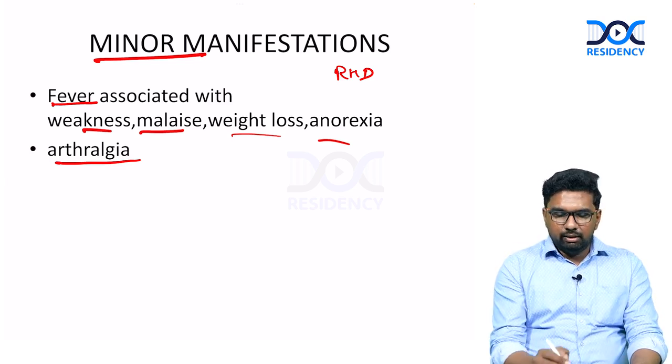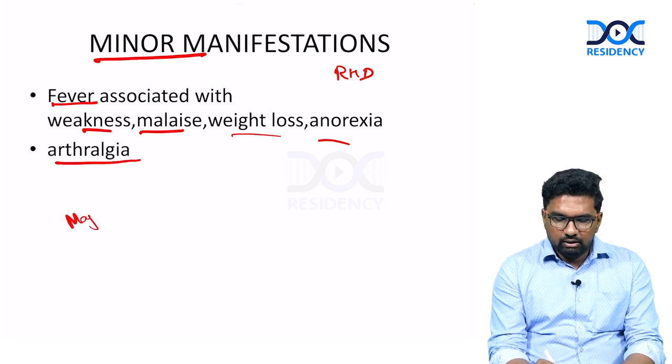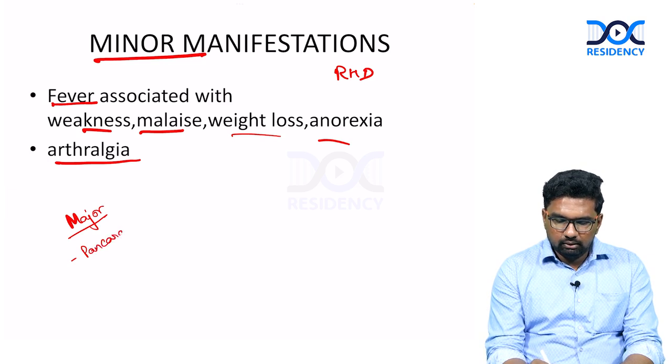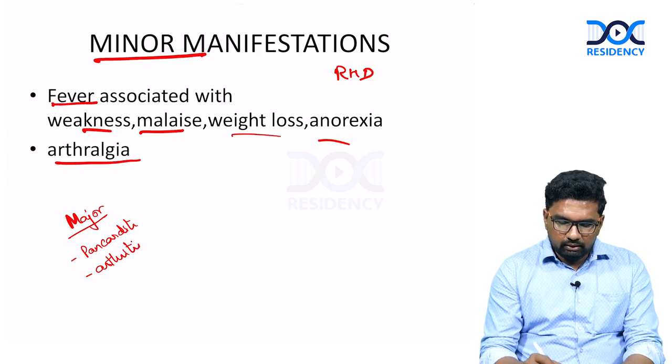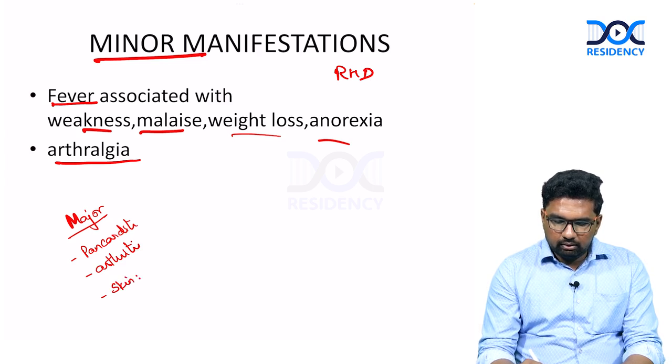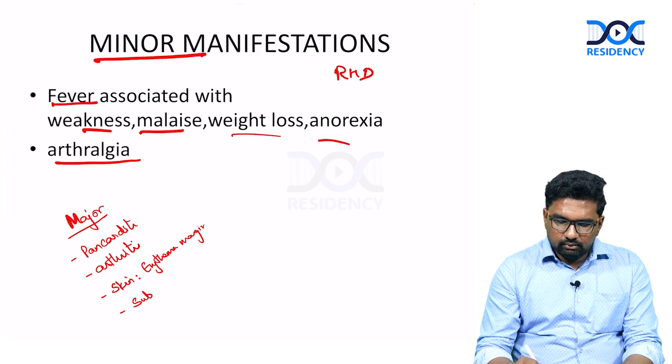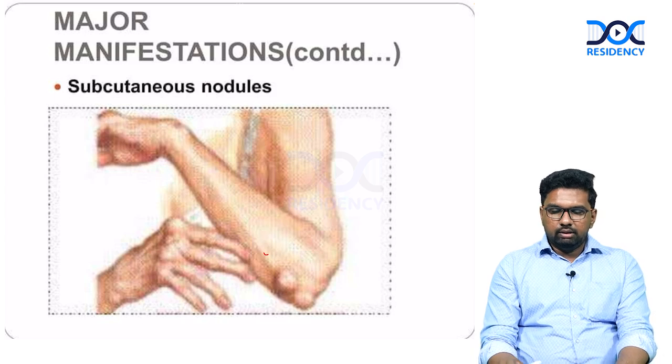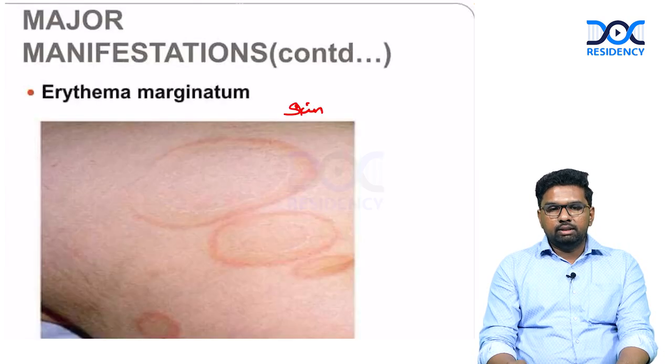So, you will recollect the major manifestations here. The major manifestations are, first, pancarditis, arthritis, then coming to the skin, erythema marginatum, and subcutaneous nodules. So, these are the major manifestations of rheumatic fever.